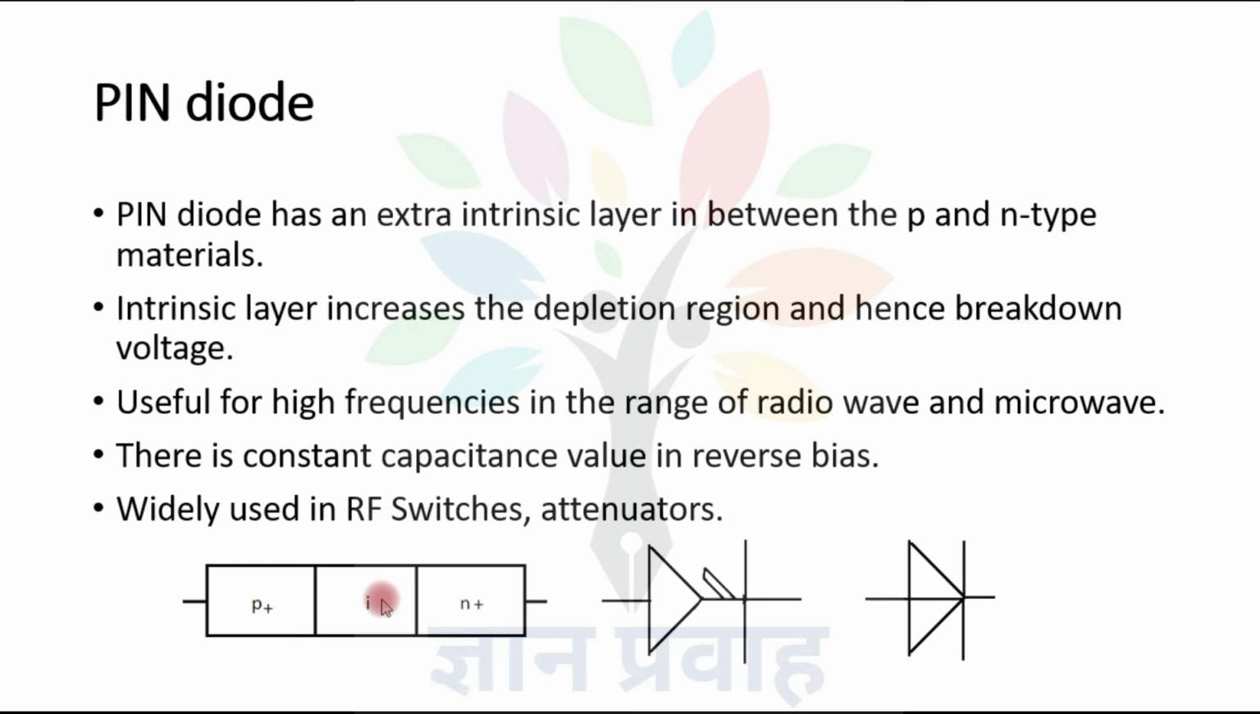This intrinsic layer increases the depletion region, and it helps to increase the breakdown voltage. We increase the breakdown voltage for a certain purpose, and the PIN diode is widely used for high frequencies in the range of radio waves and microwaves. There is constant capacitance in reverse bias, so it is widely used for RF switches and attenuators.